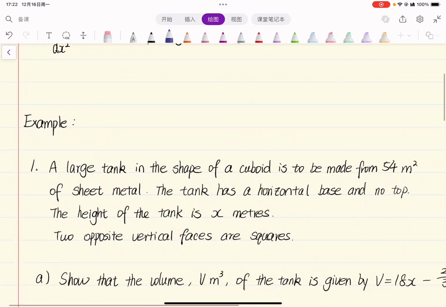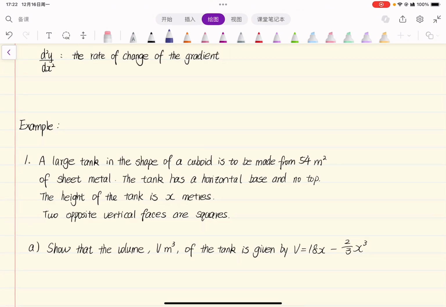Now let's move on to see an example question. The question says that a large tank in the shape of a cuboid is to be made from 54 meters squared of sheet metal. So we can sketch a cuboid. The tank has a horizontal base and no top, which means we don't have this part. So no top. It also says that the height of the tank is x meters. So we have the height, that is x meters.